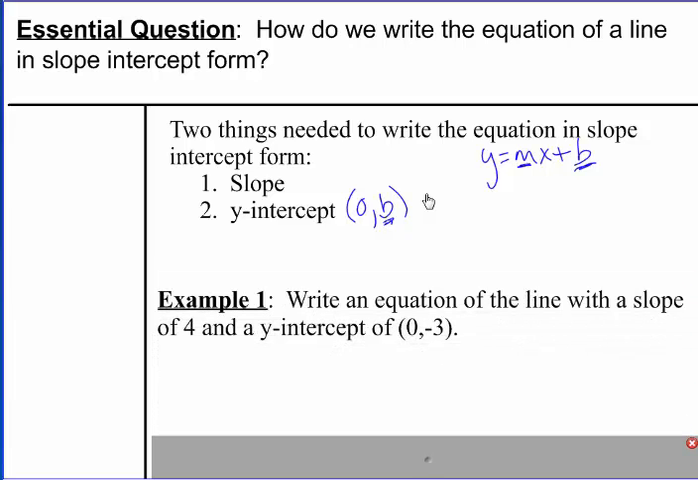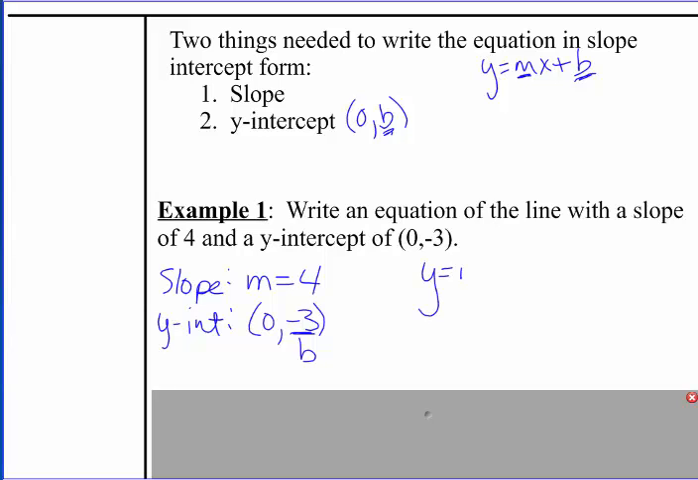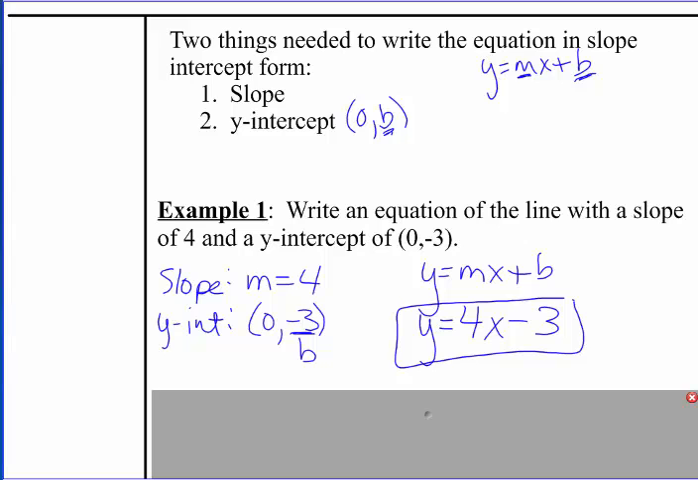So let's take a look at our first example. Write an equation of the line with a slope of 4 and a y-intercept of (0, -3). So our slope is 4. The y-intercept is (0, -3). Remember, the -3 is the b part. The 4 is the m part. So you write down the formula, plug in the appropriate numbers in the appropriate spot. So our slope is 4. Don't forget your x. And the b is -3.